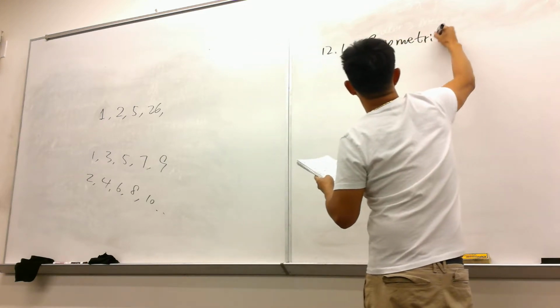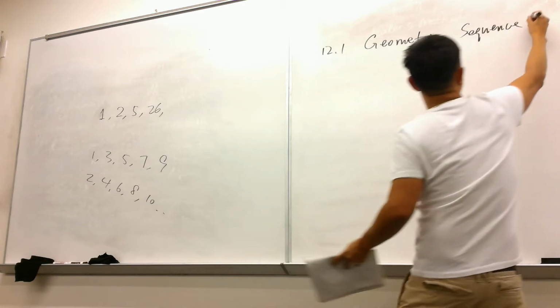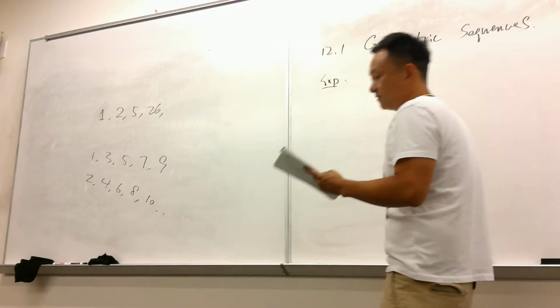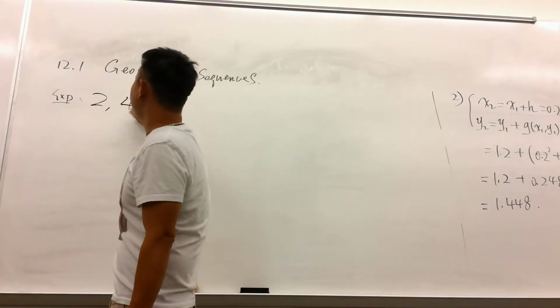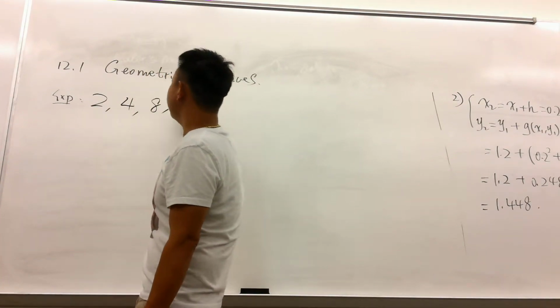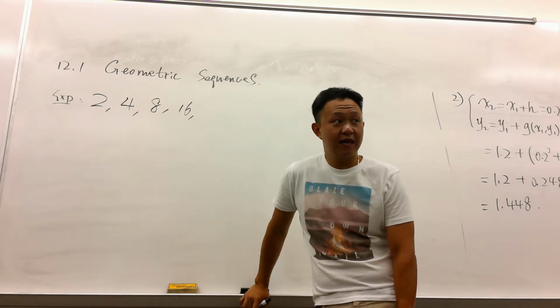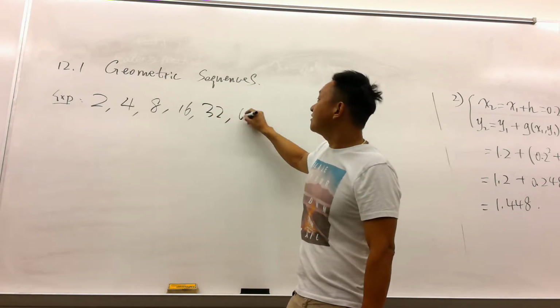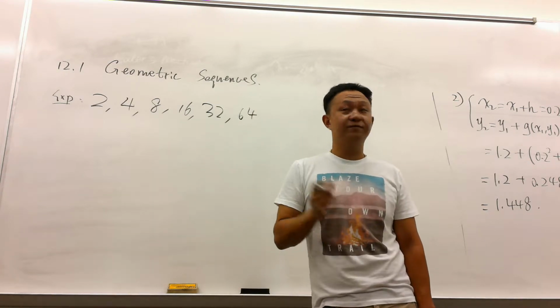Geometric sequence. So guys, for example, 2, 4, 8, 16, what's the next number? 32. 32, right? And what's the next number? So what's going on in this sequence, guys? Each time you multiply by 2 to obtain the next term.